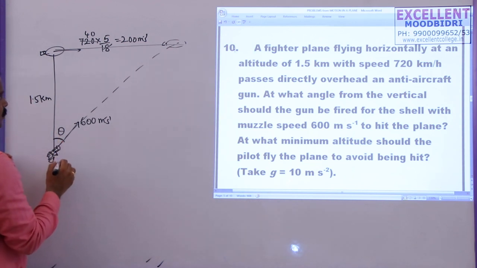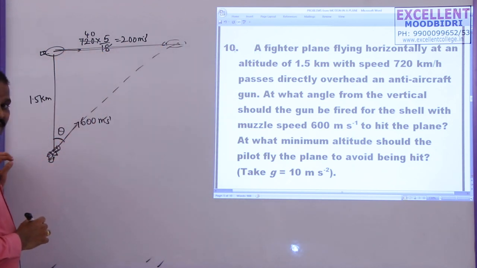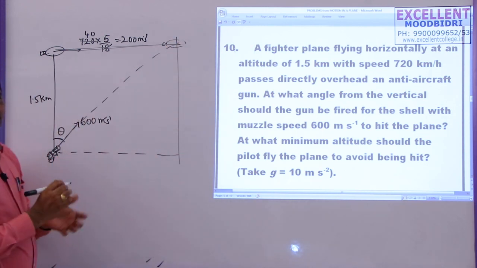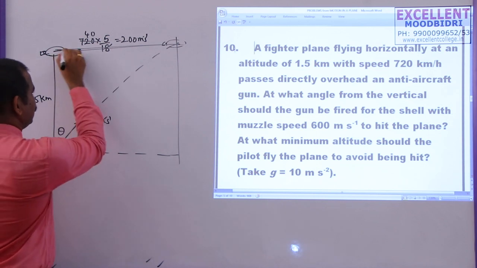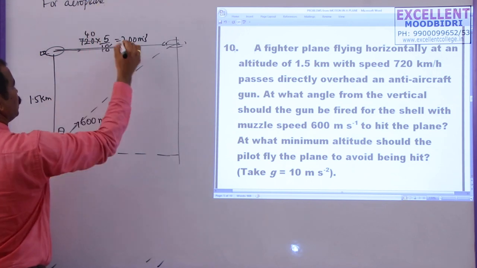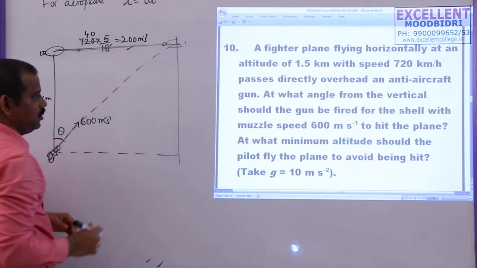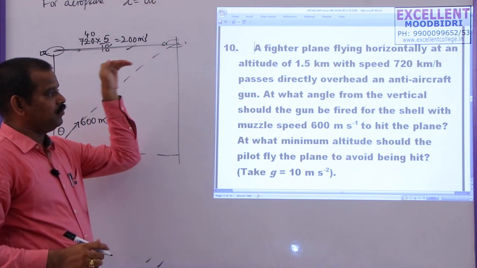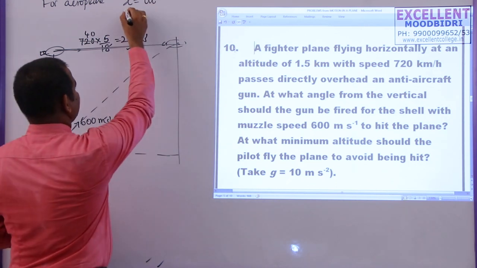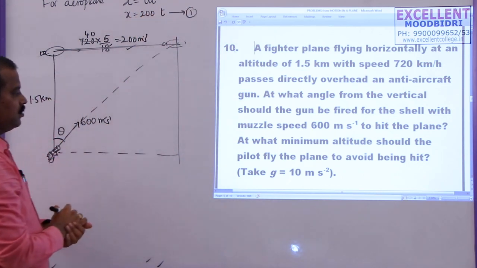So to find out this angle, it is clear that the horizontal distance traveled by the aeroplane must be equal to the horizontal distance traveled by the shell in the same time interval. That is, here for the aeroplane, as it is moving with constant velocity, the horizontal distance traveled is x equal to ut only, because it is flying horizontally with constant speed. So the speed is neither increasing nor decreasing. So this x is equal to 200 into t. Let me take it as equation 1.